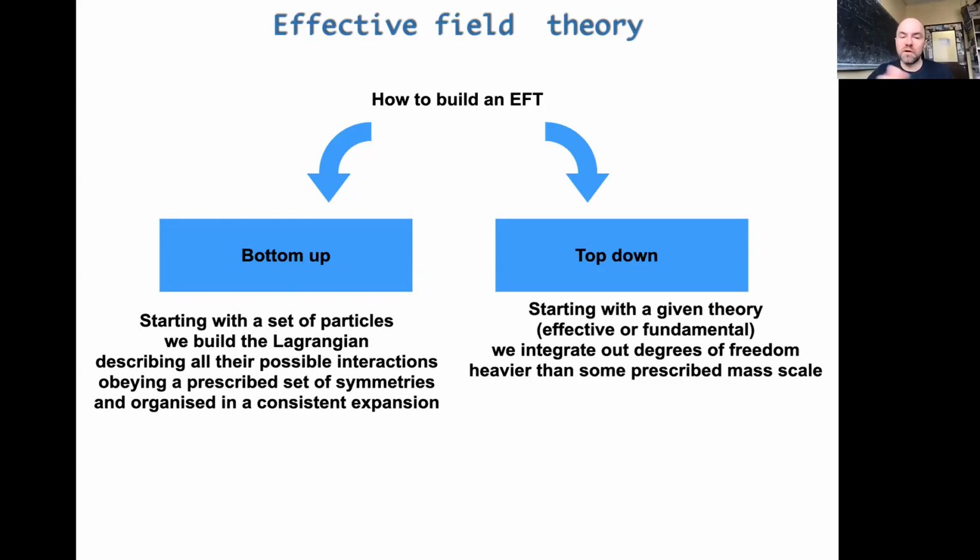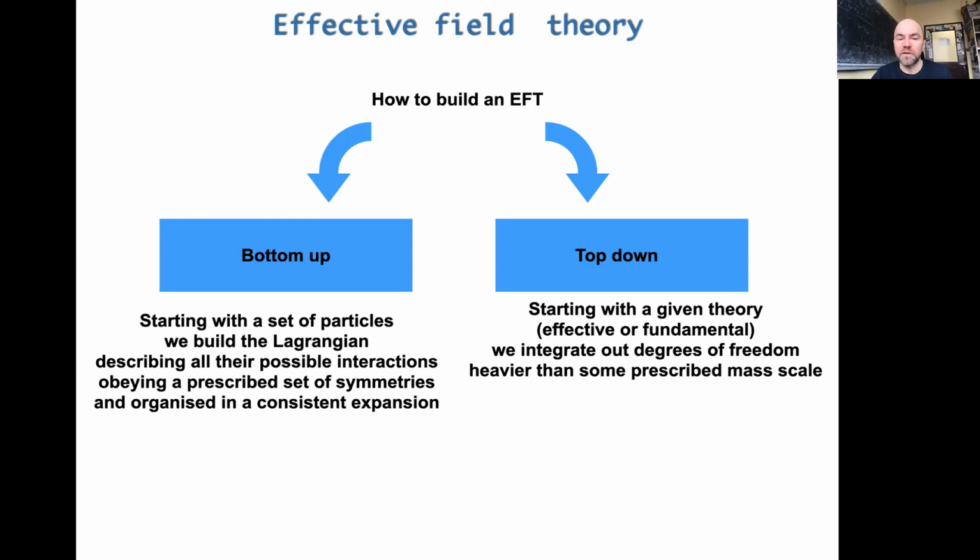But we can also do it another way. We can just try to write down the theory. So starting from the bottom up, we don't know what the heavy degrees of freedom are, or we just want to remain agnostic about what the high energy theory is. We can just start with the light degrees of freedom, and then build the Lagrangian describing all possible interactions obeying some prescribed set of symmetries, and organize this Lagrangian in some consistent expansion. So both ways are actually used in practice, and I will try to illustrate them in a simple example in the following.